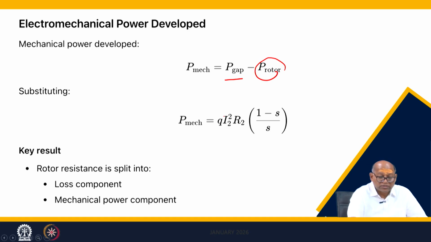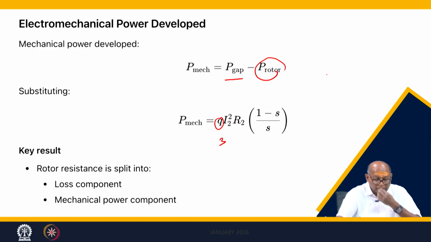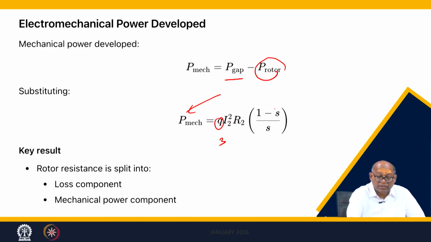Now if you go to the mechanical power developed, it is the gap power minus the rotor copper loss. So, this is 3 again here. If you subtract, the mechanical power comes out to be 3 I squared R2 times (1 minus S) by S. This is the mechanical power, which is a function of slip. If slip is equal to 0, everything is loss.